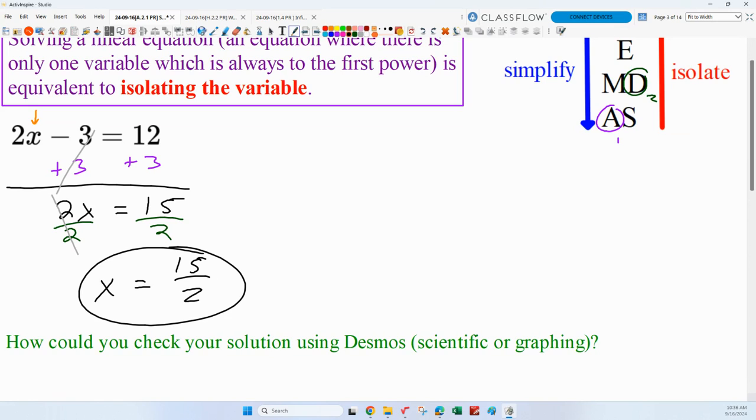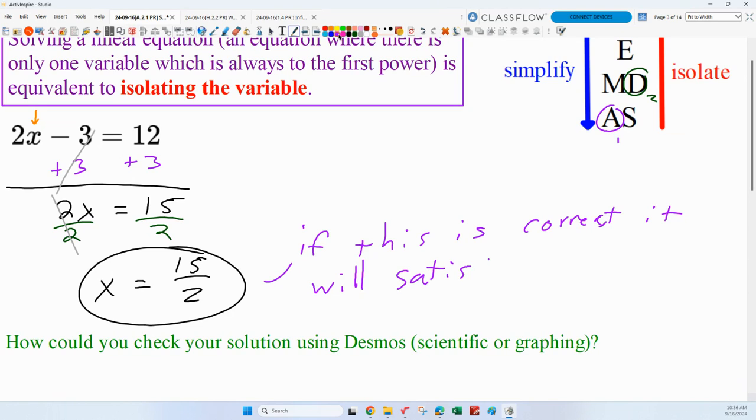If this is correct, this is how we say it in math, it will satisfy the equation, which just means it's going to make it true, right? So we're just going to plug it back into the original equation wherever we had an x. Okay, so you can do that, but it's a fraction, right? It's just a little bit tedious sometimes to plug answers back into the original equation and check.